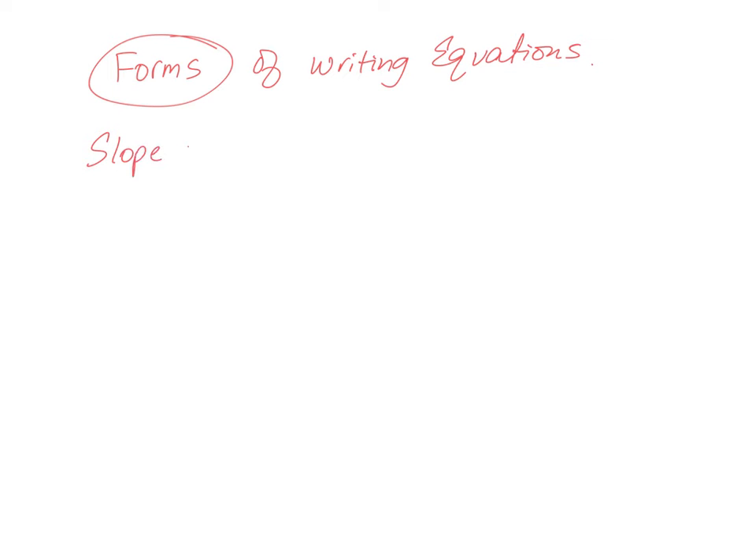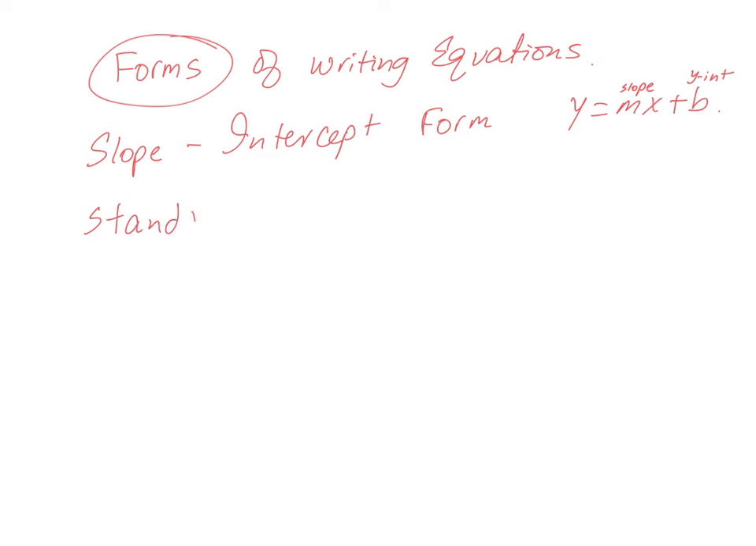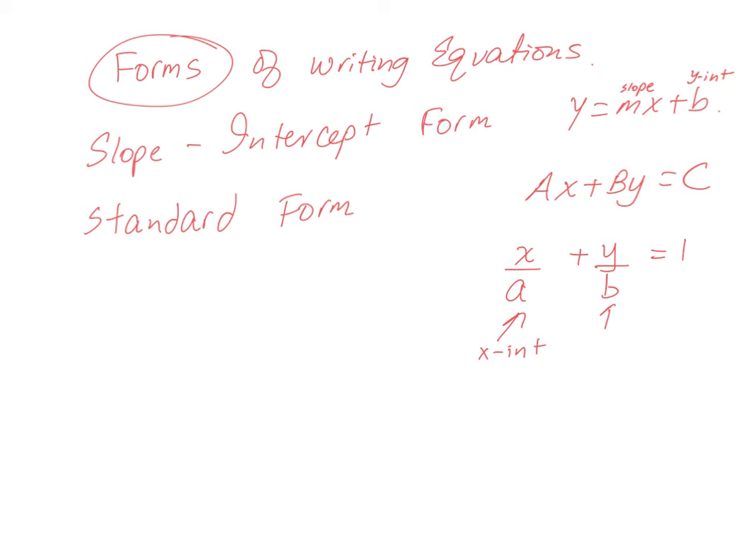So the slope-intercept form: y is equal to mx plus b, where this is your slope, this is your y-intercept. Then you've got the standard form, where you write it as ax plus by is equal to c. So you bring the x and the y terms on one side, and you take the constant on the other side. And then you've got the intercept form, which is x over a plus y over b is equal to 1, where this is your x-intercept, this is your y-intercept.